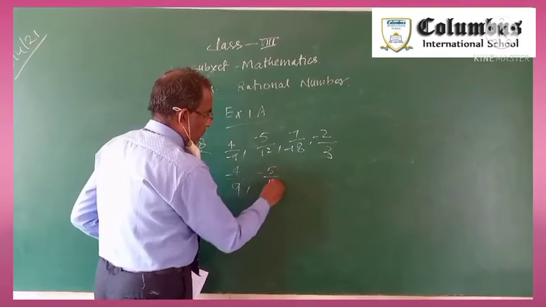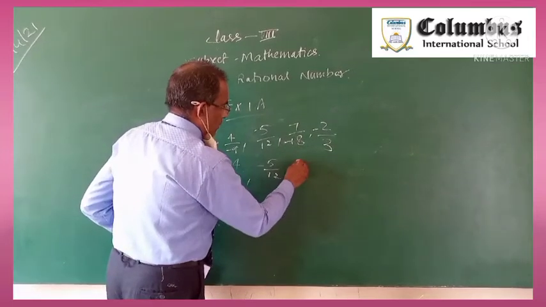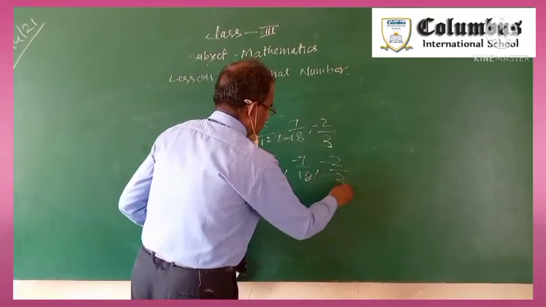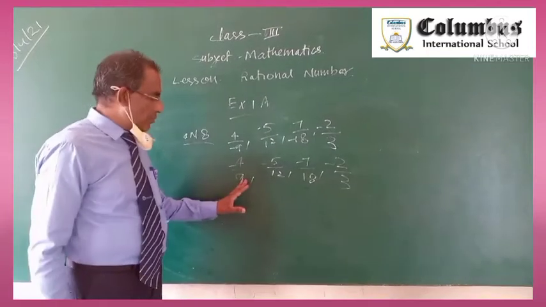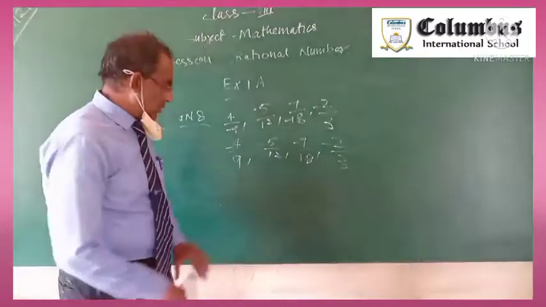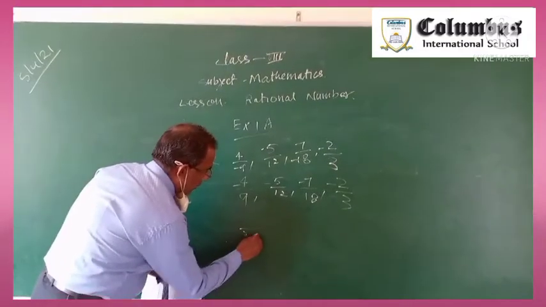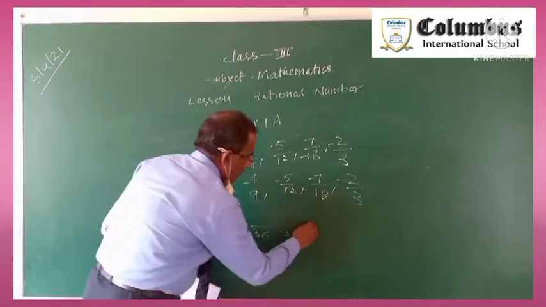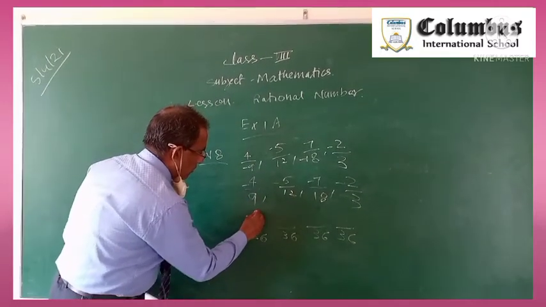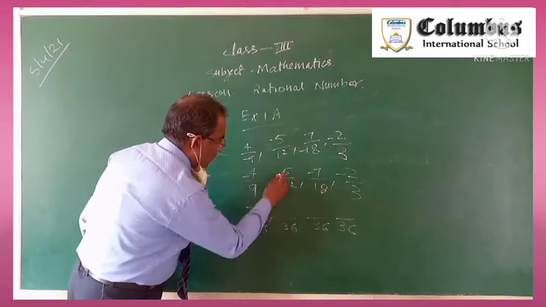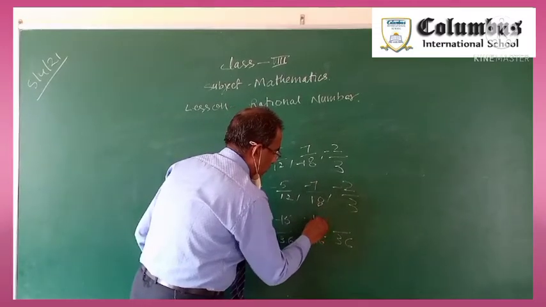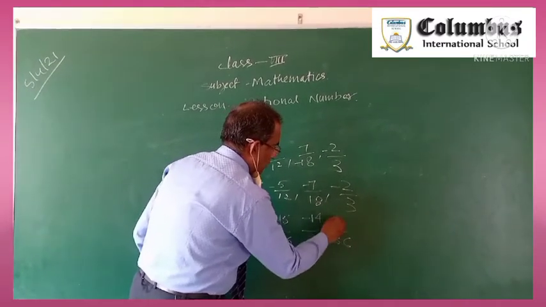minus 5 upon 12 and minus 7 upon 18 and minus 2 upon 3. First of all, we shall find out the LCM of 9, 12, 18 and 3. Our LCM is 36. So we write the denominator 36 and 36. 9 fours are 36, 4 fours are 16, minus 16. 12 threes are 36, 3 fives are 15. 18 twos are 36, 2 sevens are 14, minus 14. And 3 twelves are 36, 12 times 2 is 24, minus 24.